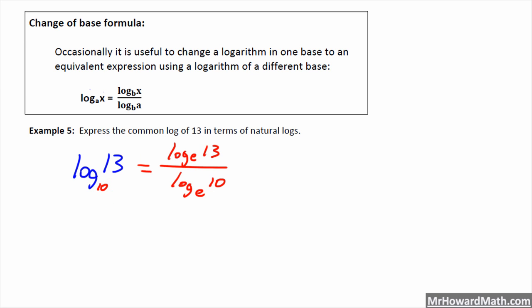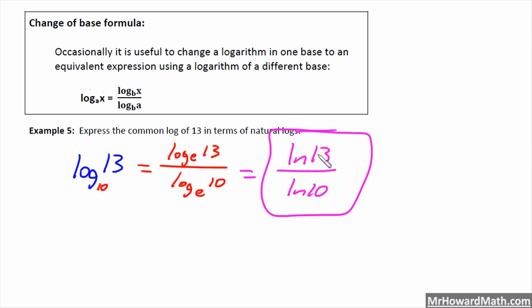Now, the same thing, we've talked about this in the previous section, that log base e is the same thing as ln, so this would be ln 13 over ln 10. Either way is fine. This is the most common way to list it. All right, let's look at example 6.